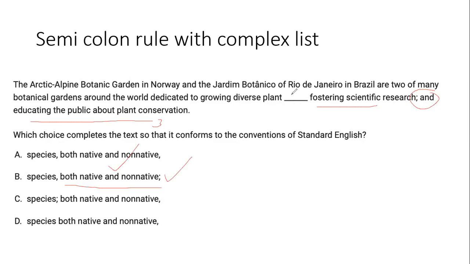which is B. So if you read growing diverse plant species, comma, both native and non-native, semicolon, and then fostering scientific research, semicolon, and educating the public about plant conservation, right? If we plug in commas, then this becomes a run-on, right? These are all independent clauses. Independent clauses have to be separated by a semicolon. And if we have a list, the list within list concept, then we have to use semicolons in between.